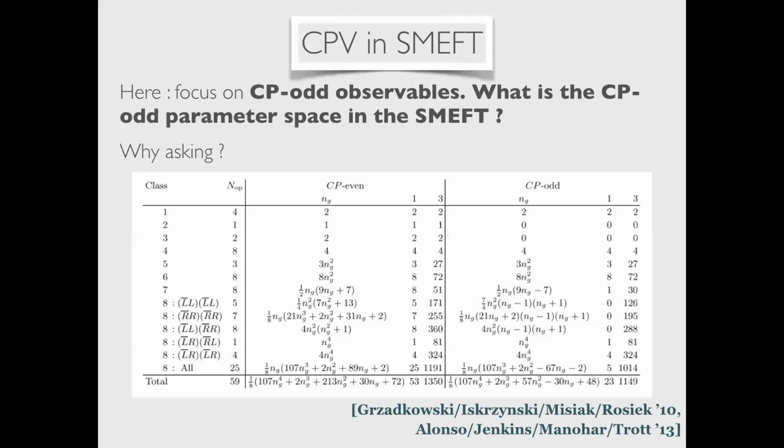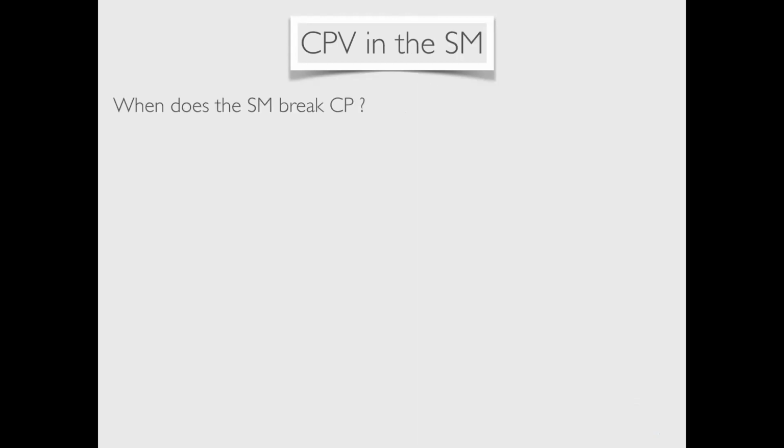Okay, so going back to the previous slide, I was asking what is the CP-odd parameter space in the SMEFT, and you could ask, why are you asking this? Such questions are already being worked out. For instance, at dimension 6 in this paper of Alonso, Jenkins, Manohar, and Trott for any number of generations, they have counted CP-even and CP-odd parameters, so it seems like this question is addressed. However, when you talk about CP violation, there are some subtleties that you cannot directly see on this table, although it's of course technically correct. So to do this, I will review CP violation in the standard model to motivate what I'm going to say next about the SMEFT.